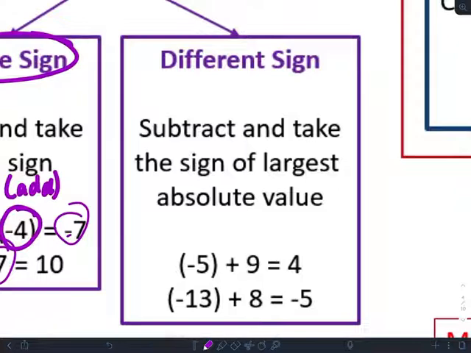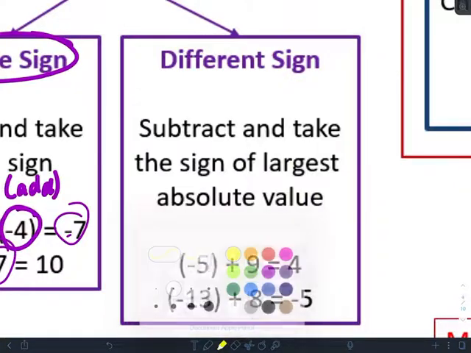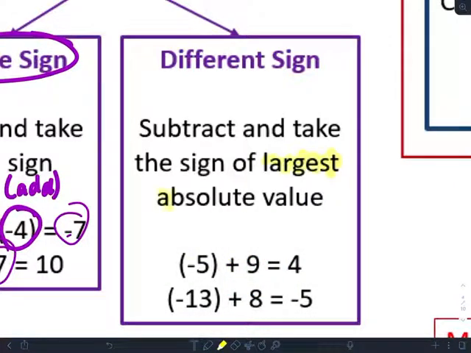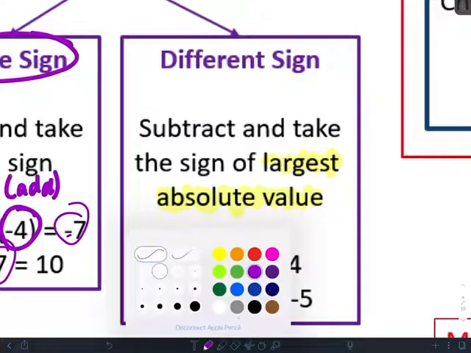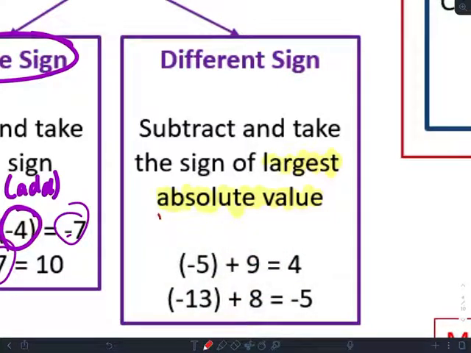Different signs. Now we're looking at different signs. Subtract and take the sign of the largest absolute value. Largest absolute value, right? What does that mean? In short words, just keep the sign of the bigger number. Okay, mathematically, what does it mean?